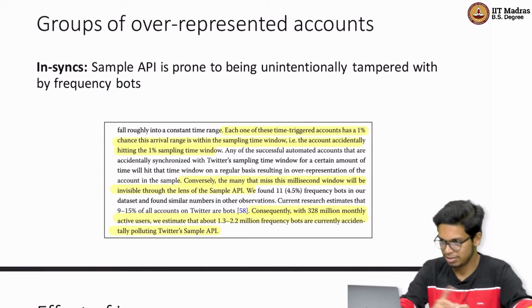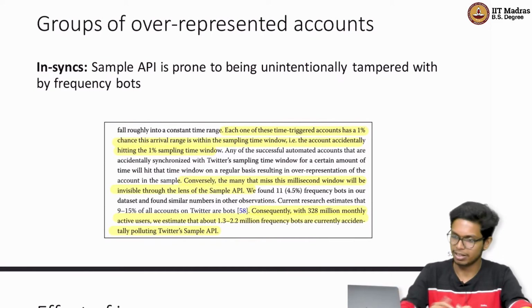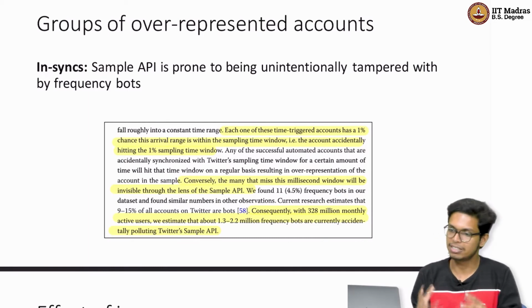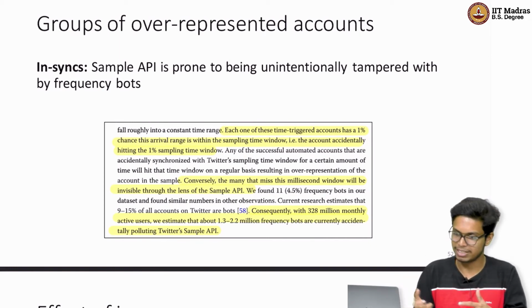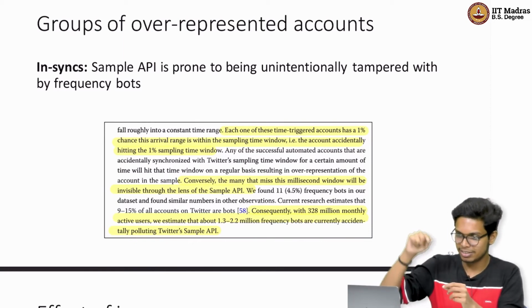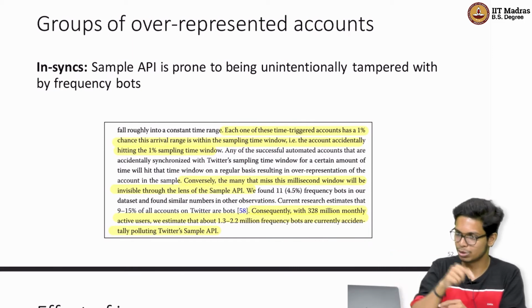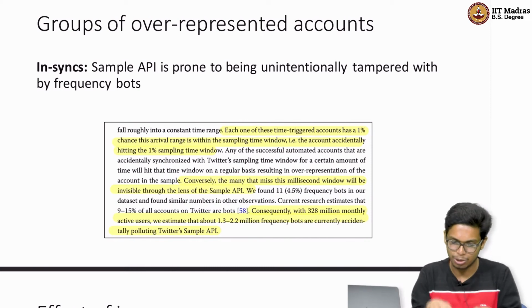The third category, which is the most interesting here, is the in-syncs, which is the unintentional tampering of the API. Till now we've only seen that the API can be intentionally tampered with by manipulators, scammers, or researchers, but sometimes a random user is just tweeting some stuff, and just by happenstance that specific millisecond timestamp is synced with how the Twitter sampling API works, that we saw 657 to 666 in that time interval, and that user gets unintentionally overrepresented in the API.